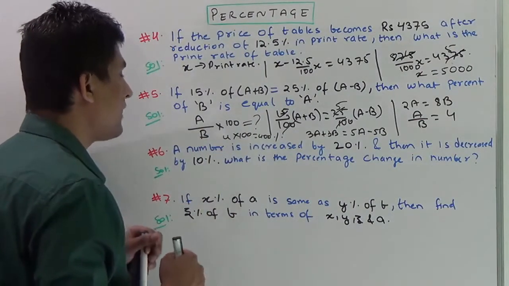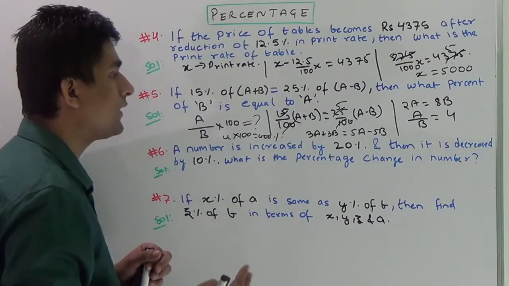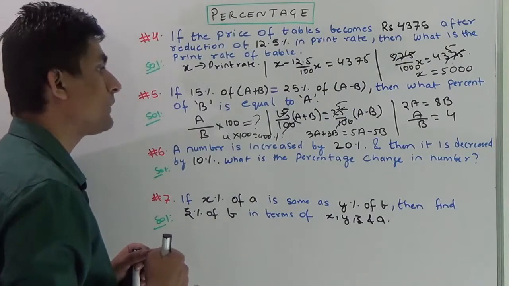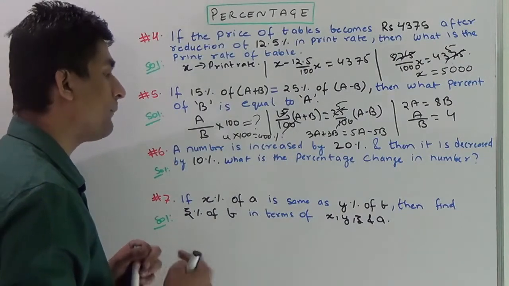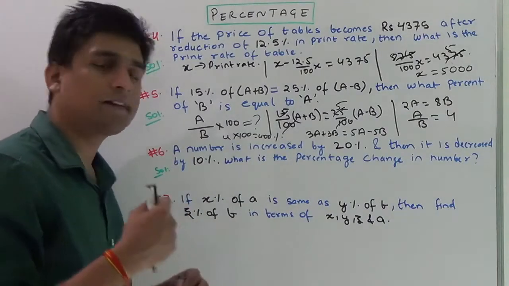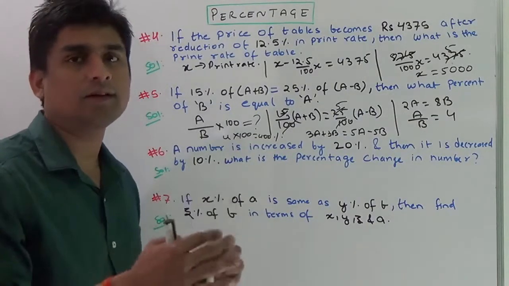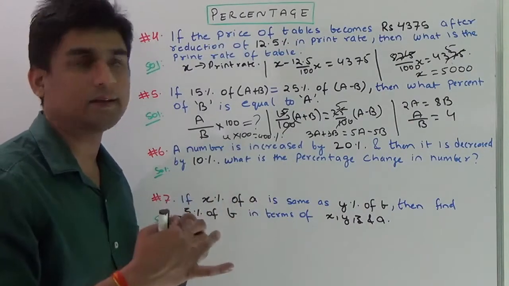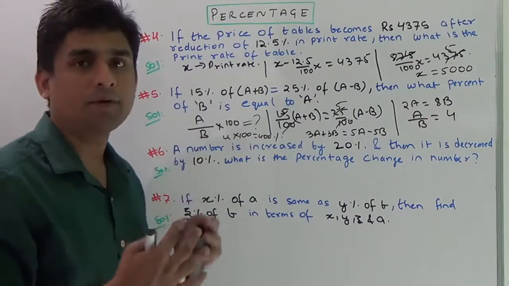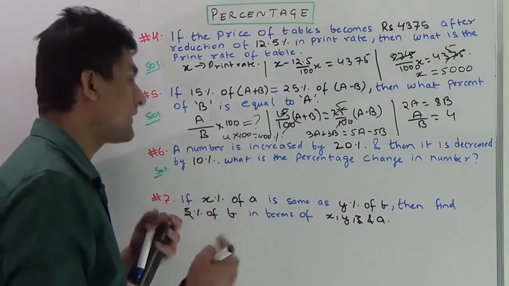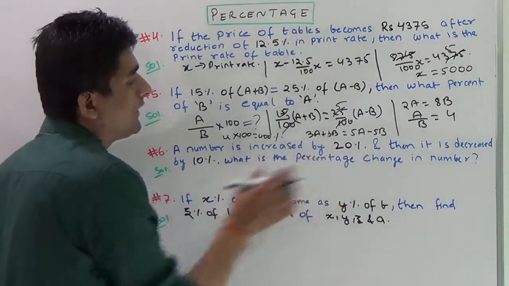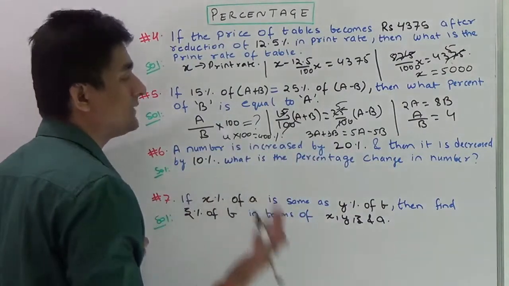A question says a number is increased by 20% and then it is decreased by 10%. What is the percentage change in the number? There is one number, first it is increased by 20% and then further it is decreased by 10%. Then we have to find by what percent the number has changed. Here no fixed value is given, all the relative values in the form of percentages are given.